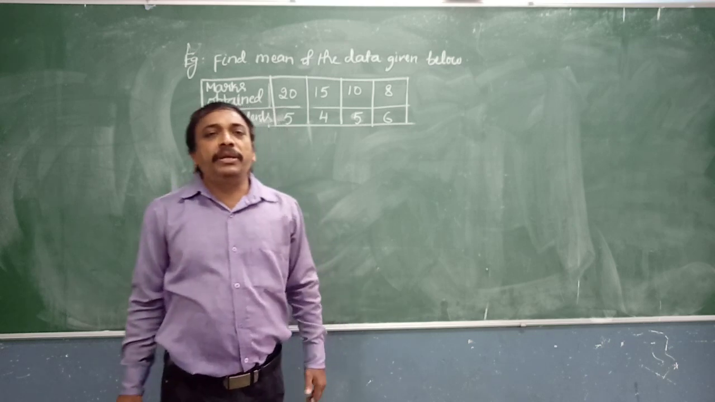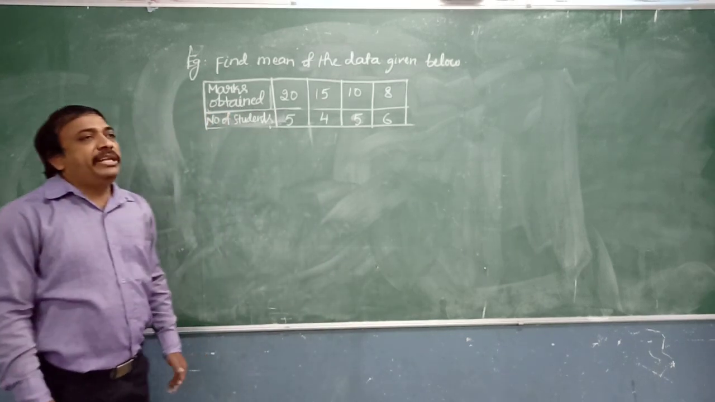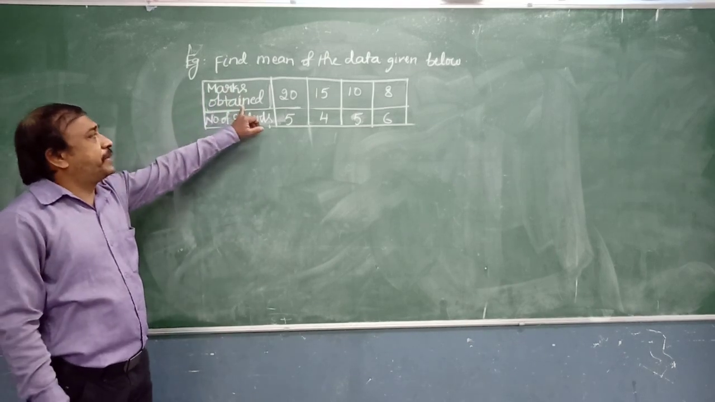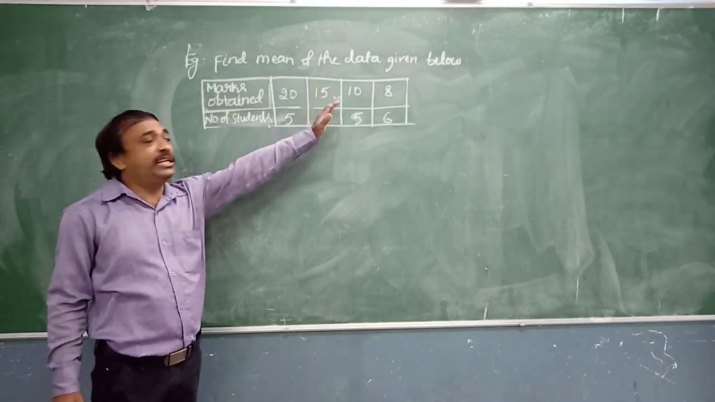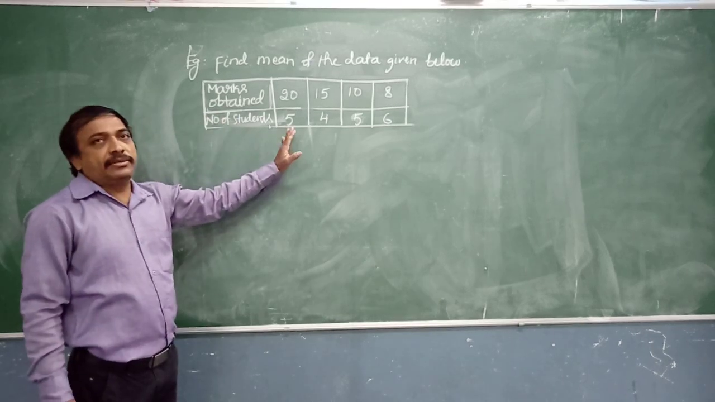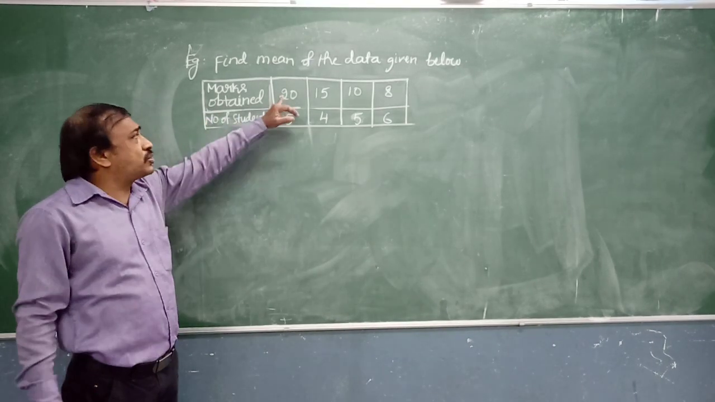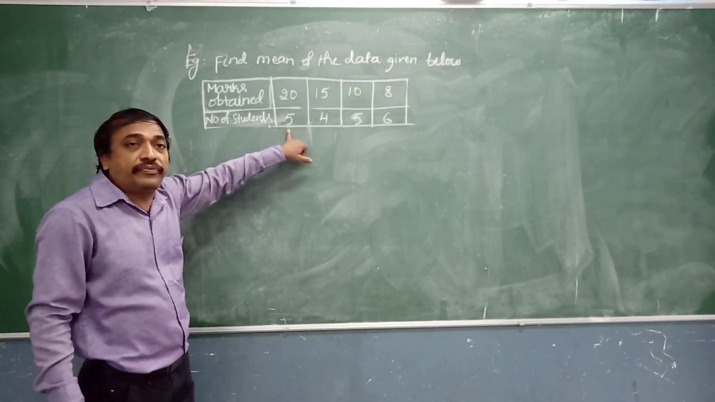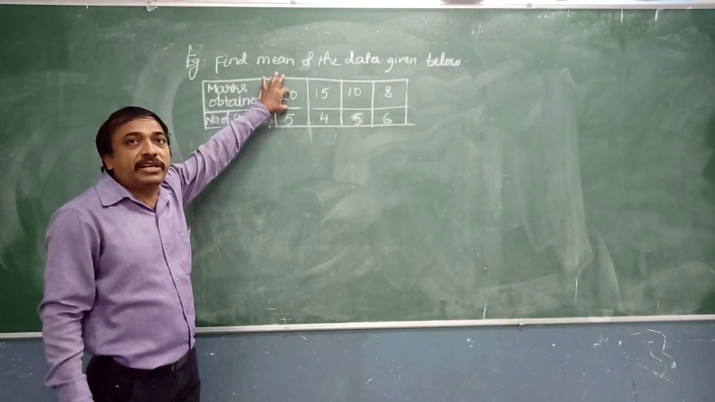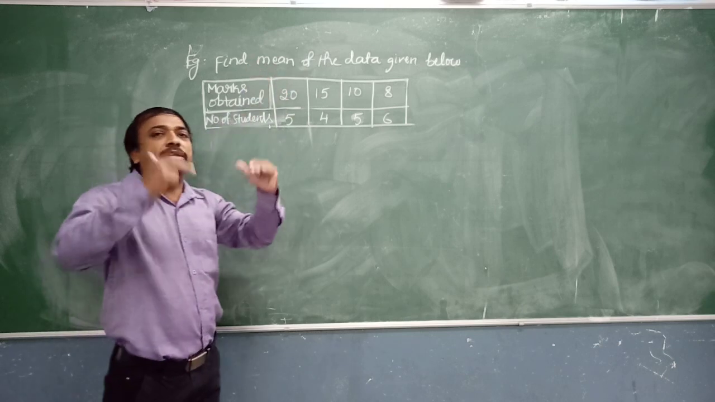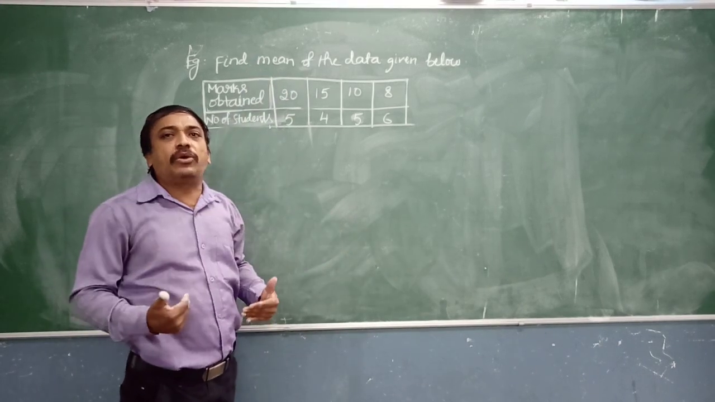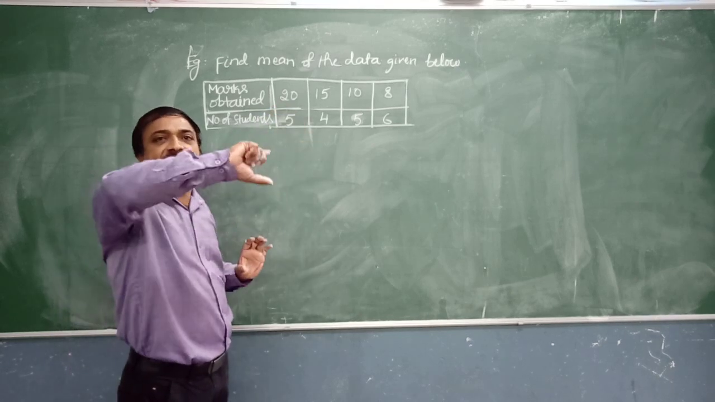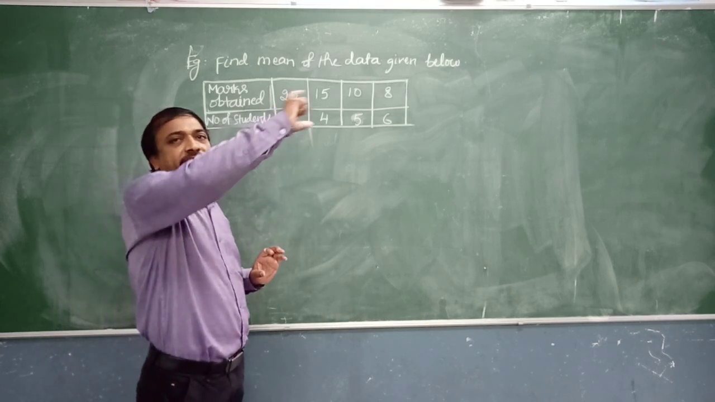Now we see one example. Find the mean of the data given below. Here, marks obtained, and number of students. Suppose each student got 20 marks, and 5 students got that. So this is called the frequency, and these are called observations: 20, 20, 20, 20. Like that, 5 students got. So it is easy to understand the data immediately, in spite of writing 20 five times.